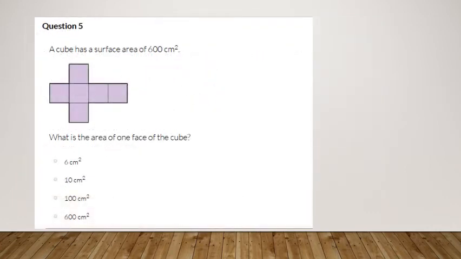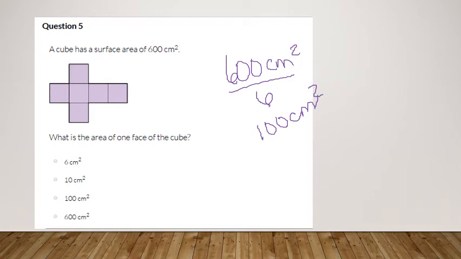Okay, a cube has a surface area of 600 centimeters squared. Remember back on our first problem, we found the area of one face and it was 16. We know we have 6 faces, so we multiplied our answer times 6. Now we have an area of 600 centimeters squared for all 6 faces, so all we have to do to find the area of one face is divide it by 6. So 600 divided by 6 is 100 centimeters squared.